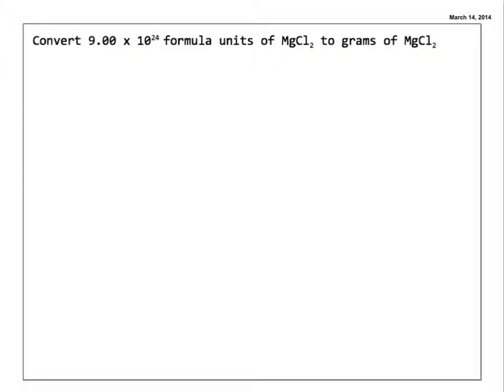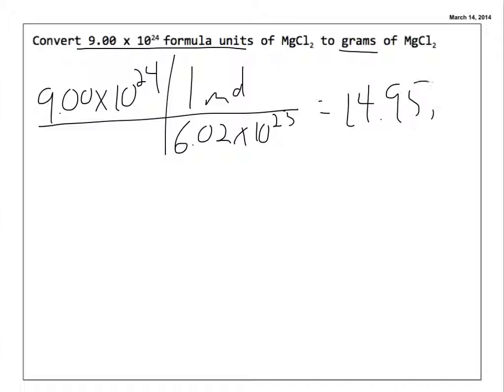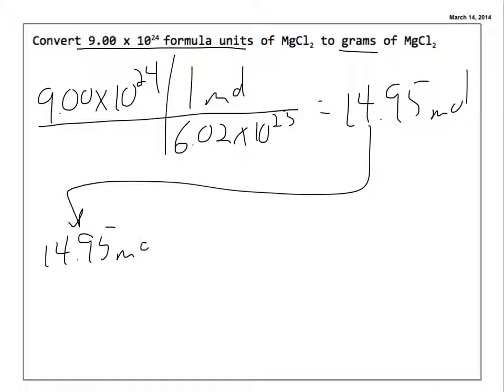And converting formula units to grams, so this is similar to other problems we've done prior to this. So this time we're converting from formula units, which is equivalent to molecules or atoms, doesn't matter, it's particles. 6.02 times 10 to the 23rd, 1 mole, means that we have here 14.95 moles. Take that, and we need to get to grams.